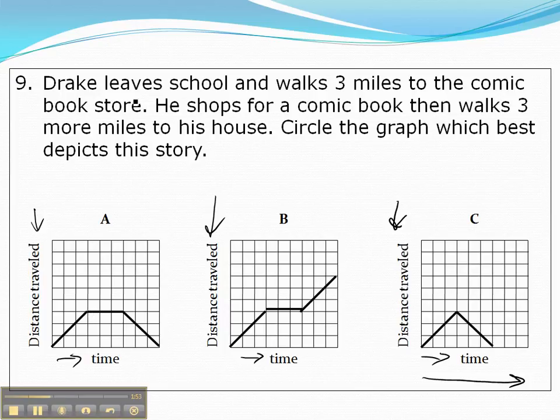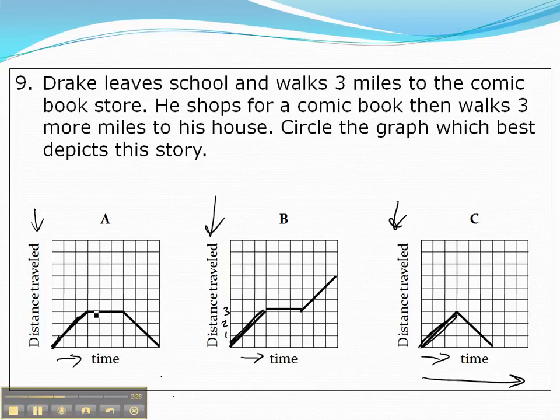So let's read the problem again. Drake leaves school and walks 3 miles to the comic book store. So all 3 of these graphs, A, B, and C, show that happening. As time passes, the distance is increasing on all 3 of these. So far all 3 graphs match. And looking at the scale, it looks like each line on the y-axis represents 1 mile, because he traveled 3 miles.